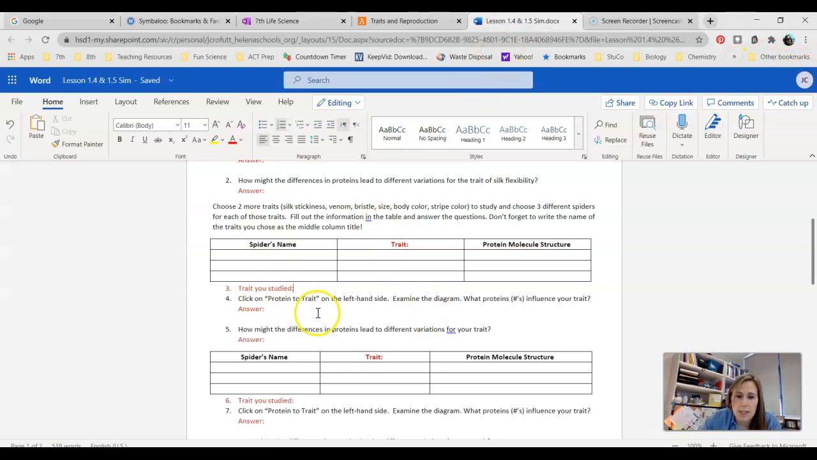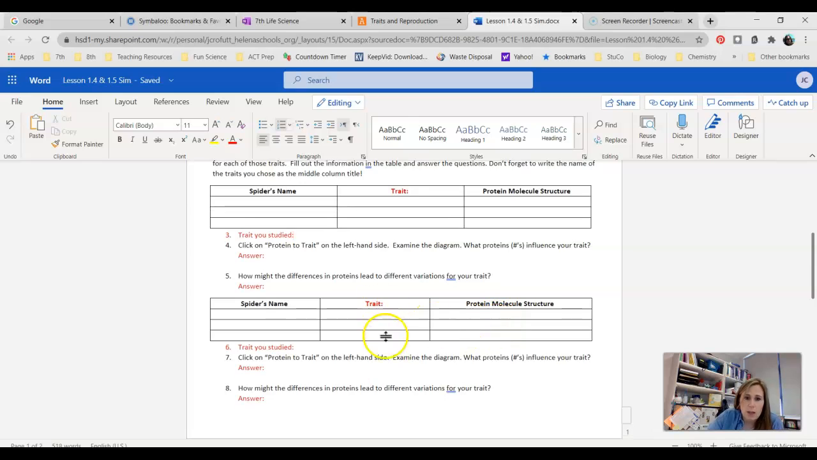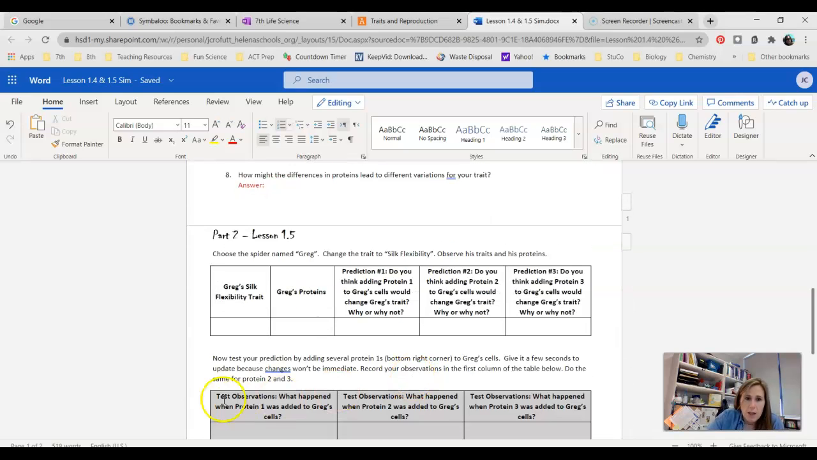All right, so you guys will choose that and finish these questions. How might the differences in proteins lead to different variations for your trait? And then choose another trait. Do the same thing. Then we're going to move on to lesson 1.5.